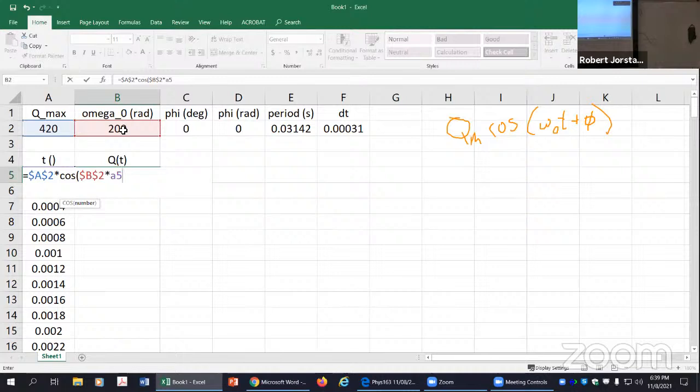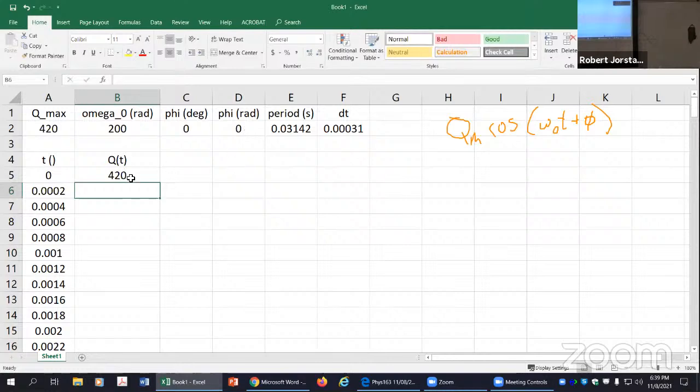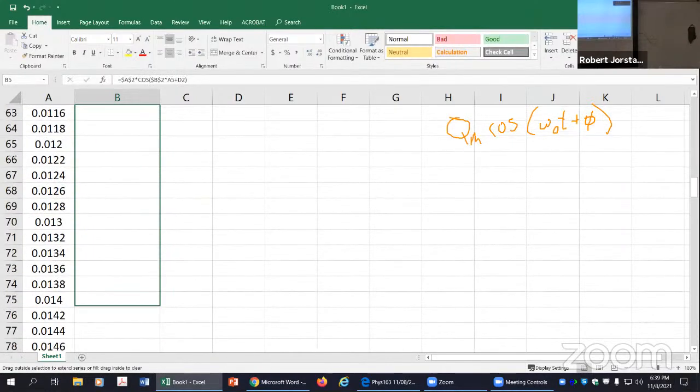What is that? A5? Plus, which phase angle do I want to use? The one in radians, even though we're going to talk in degrees. And I'll explain why as we do this. All right, so as I do this, let's fill this down, and hopefully we did this about right.